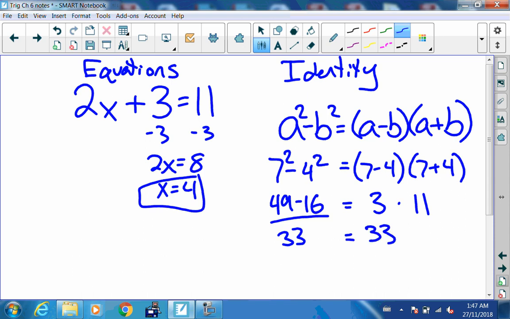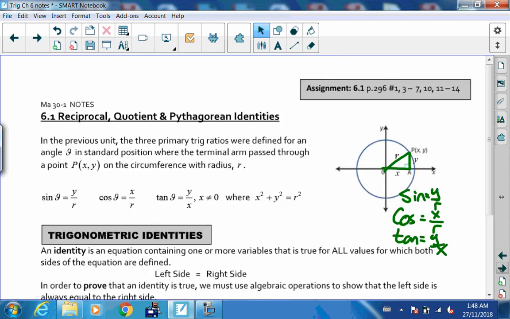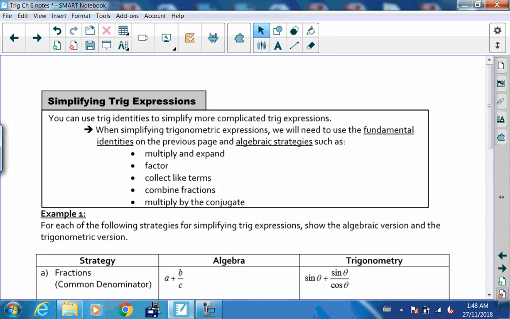So again, an identity is always true, no matter what. Equations are only sometimes true. And when we solve the equation, we're literally finding the single value or few values that solve the equation. So, let me just delete that page now so it doesn't get in the way.